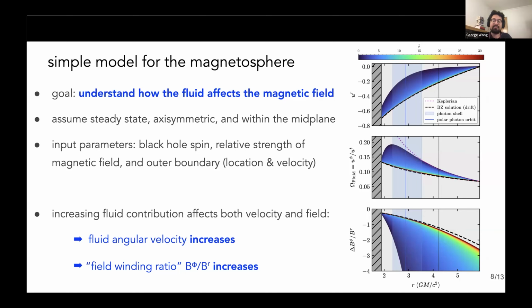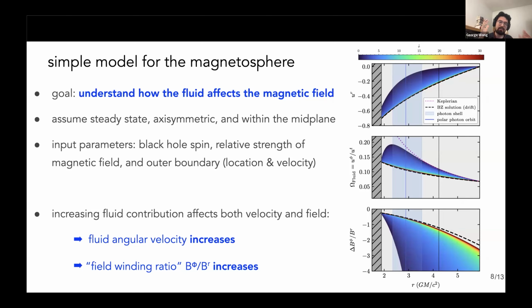So to be precise, if I increase the contribution of the fluid inertia, so I decrease the relative importance of the magnetic field, then the fluid angular velocity increases. And that's what you're looking at here in the center of the right panels. As I go to more blue colors, the angular velocity of the fluid increases. And then also, as I increase the importance of the fluid, the field winding ratio, something like the B phi component over B r, in other words, how wound up the field is, that also increases. And so that's what you're looking at here on the bottom right.